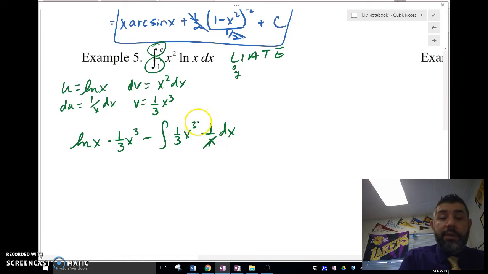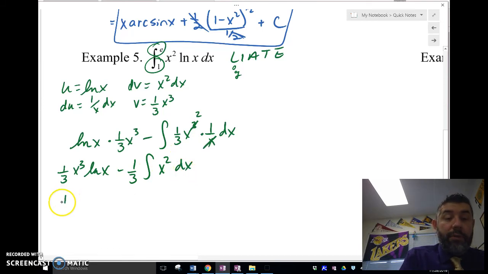So this x is going to cross out with that one and give me x squared. So ln x, we got 1/3 x cubed ln x. I just like to put that in the front. Minus 1/3 integral of x squared dx, which is 1/3 x cubed ln x minus... let's see, it's going to give me an x cubed, right? Divided by 3, which is going to give me a 9 here.